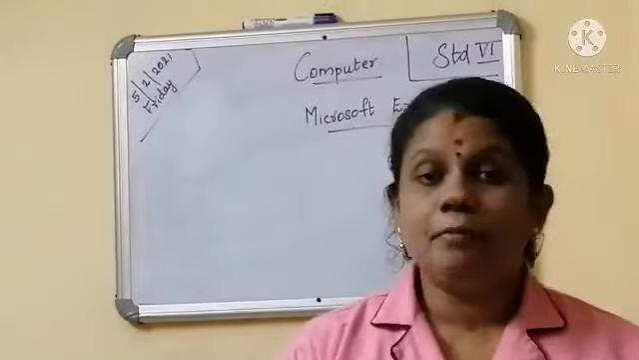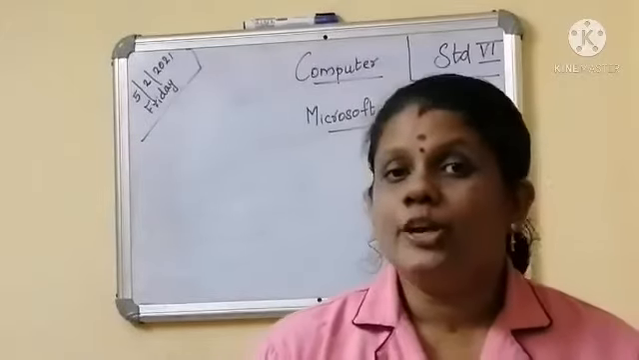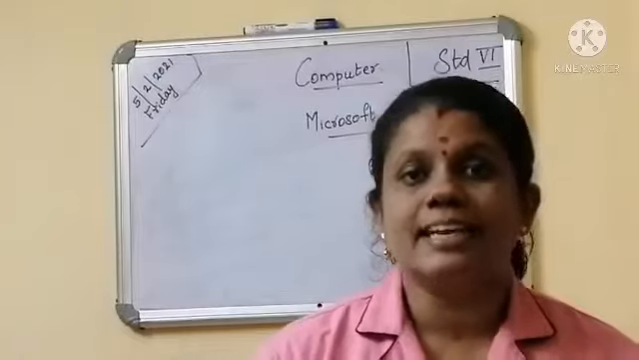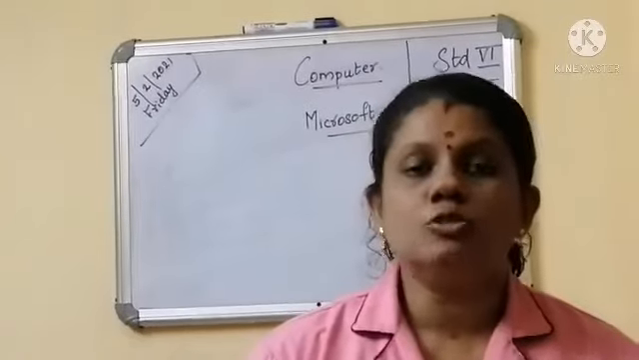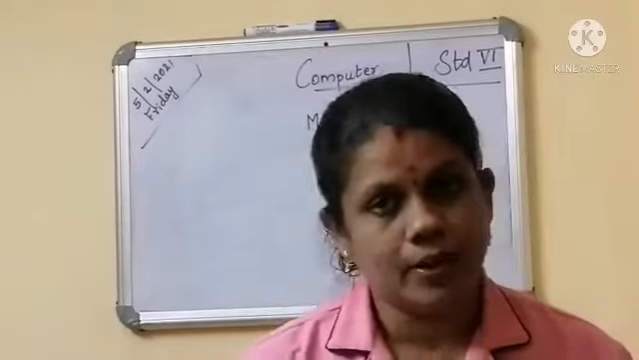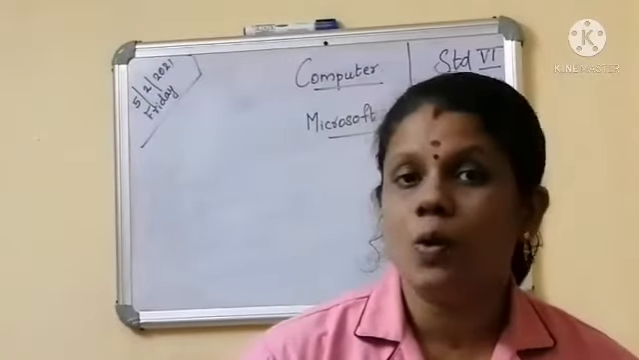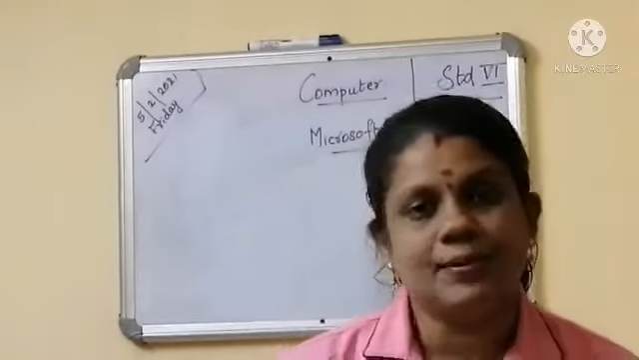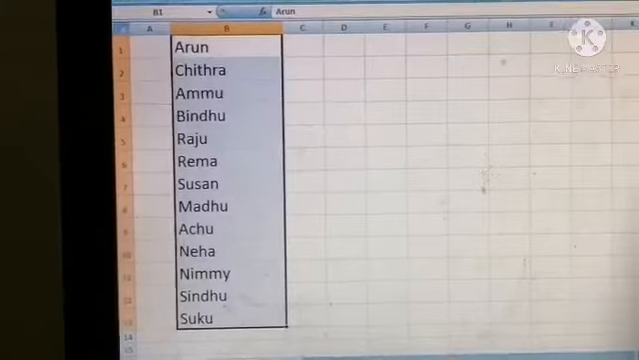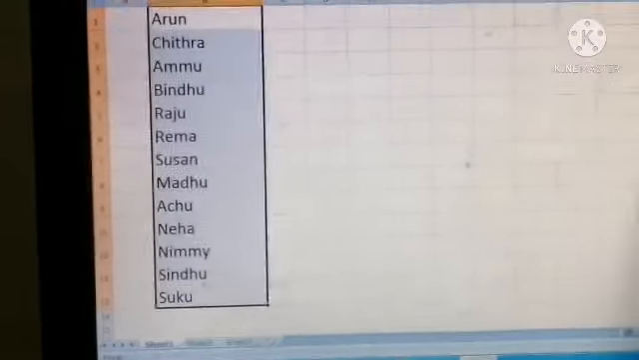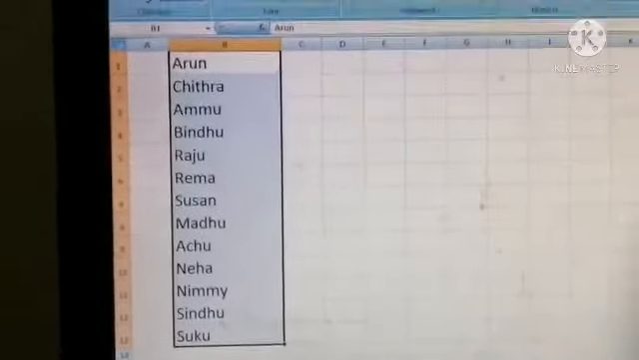Clear? Today we are going to learn about new options, that is generating auto numbers in the Excel sheet, and also how to save the file in Microsoft Excel. Okay, now we can see how we use these options in our Excel sheet. Children, look here. Today we are going to see how we can generate auto numbers.